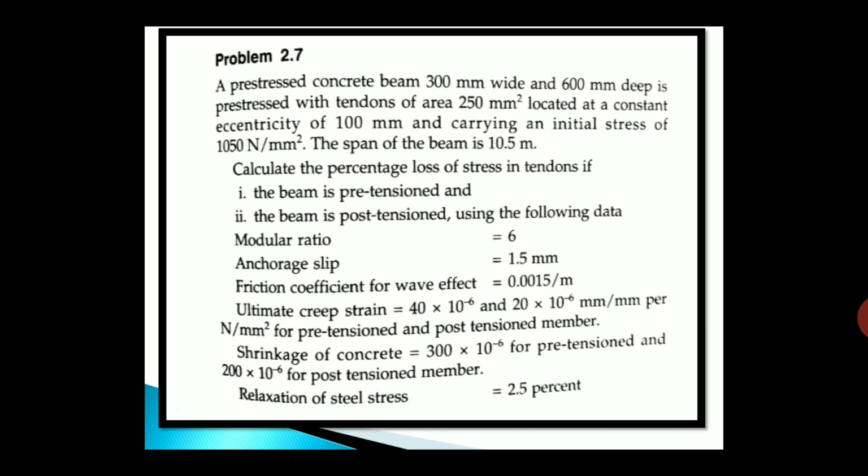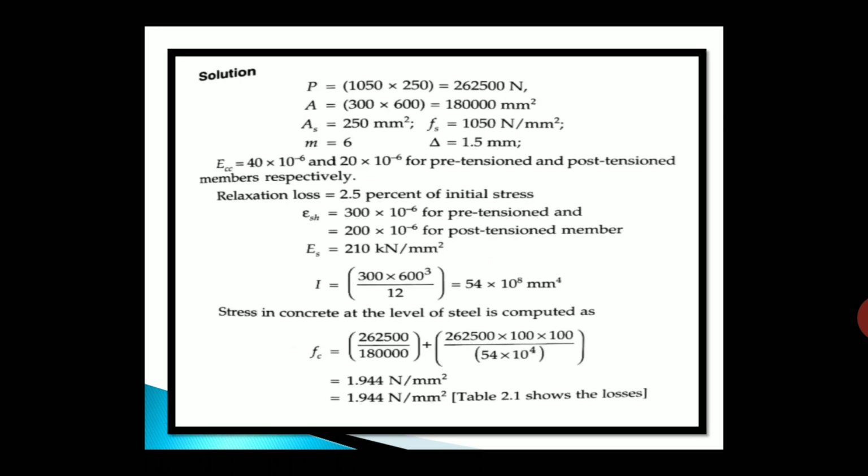If the beam is pre-tensioned, second case the beam is post-tensioned. So this is a very good example. If you become perfect with this example, you will be able to solve all the losses, because here maximum of the losses for both pre-tensioned as well as post-tensioned are covered in this example. So the required data is given. So let's come to the solution.